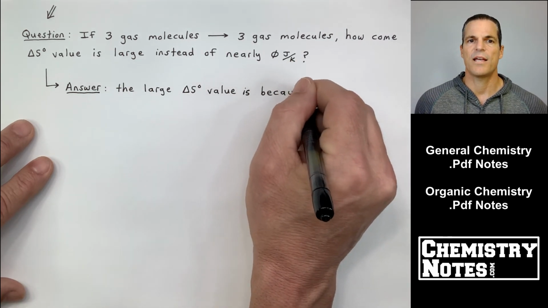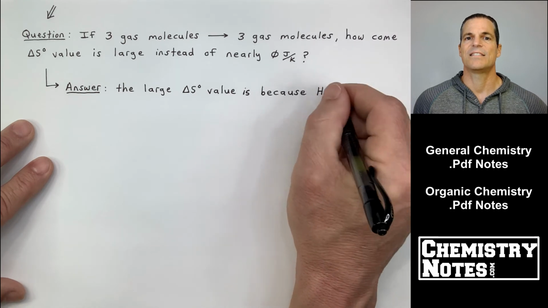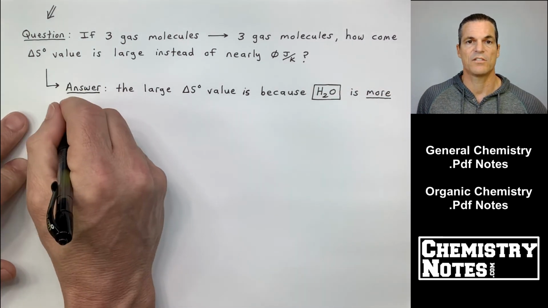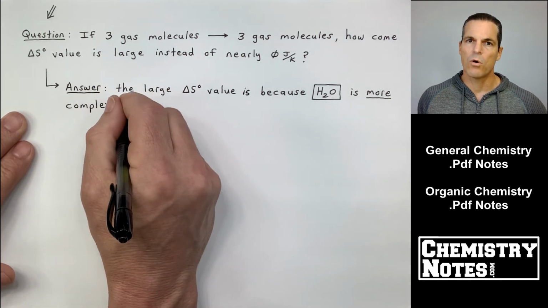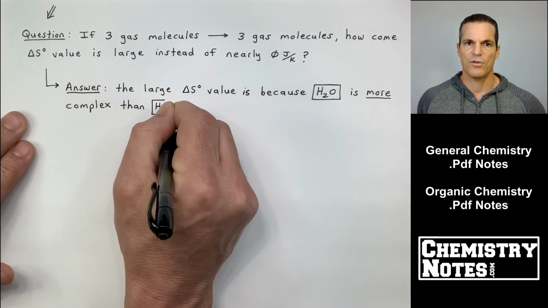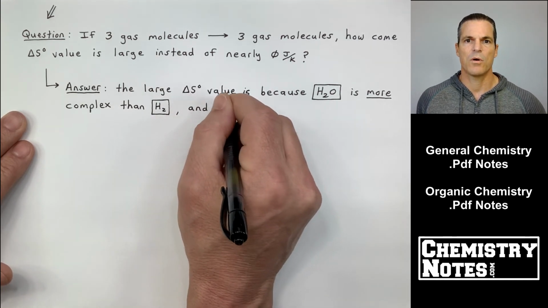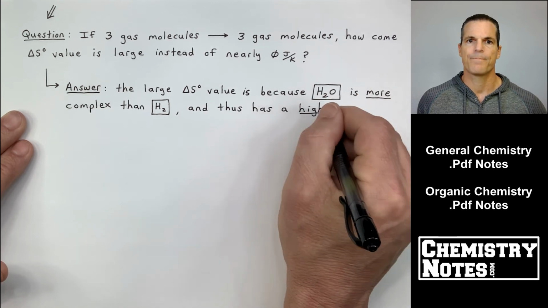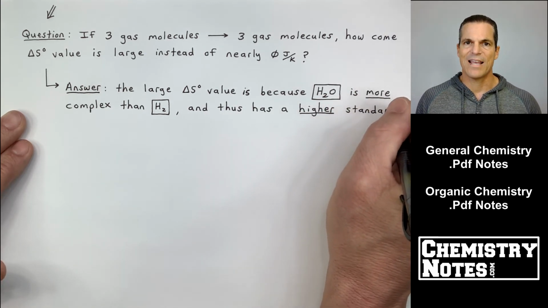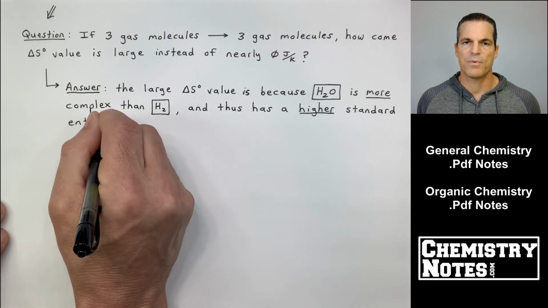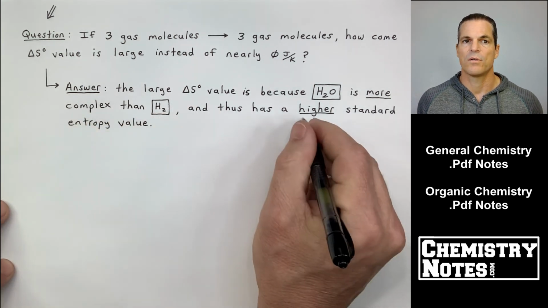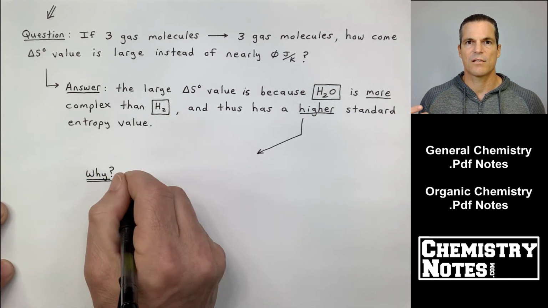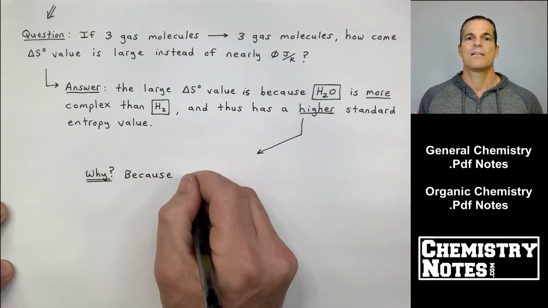The large delta S value is because H2O, which was the last product, the 3 moles of H2O gas, is actually more complex than H2, which you probably would have guessed. H2O is a more complex molecule than H2, the simple diatomic, and thus water has a higher intrinsic entropy value than does H2. Okay, H2O has more frequencies. It goes through these different bends and things like that.